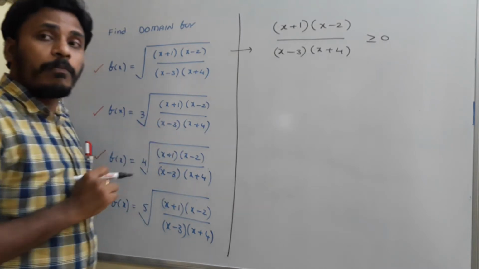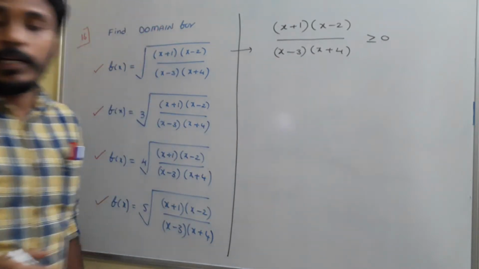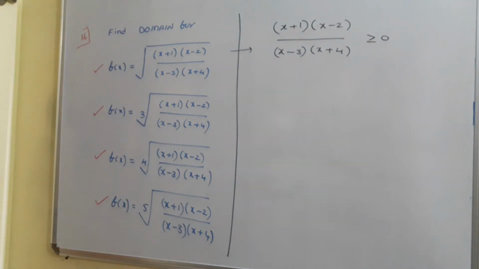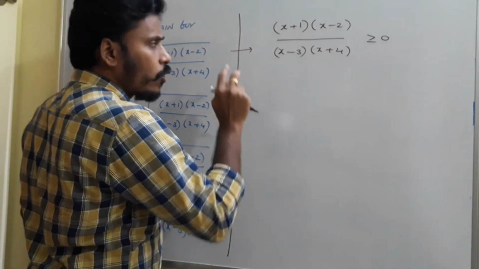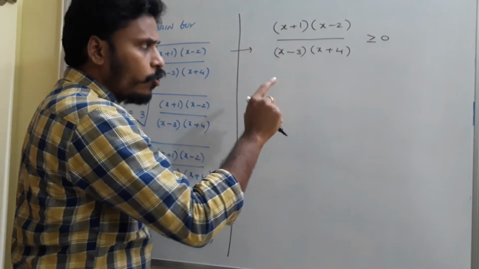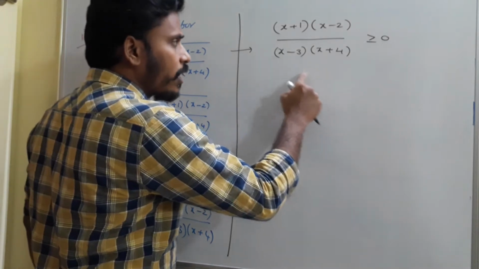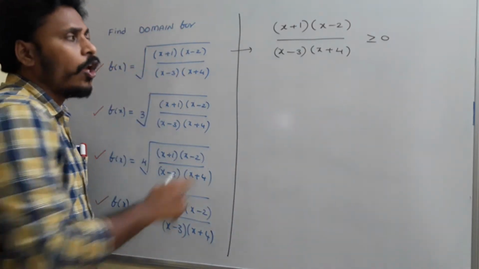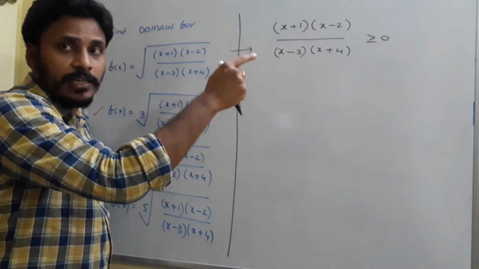As we discussed in the previous problems, you have to look at the denominator. To solve this inequality, first of all look at the denominator. You don't know whether it is positive or negative. If the denominator is negative, we will send it to that side accordingly, and if the denominator is positive, we will send it to that side easily.